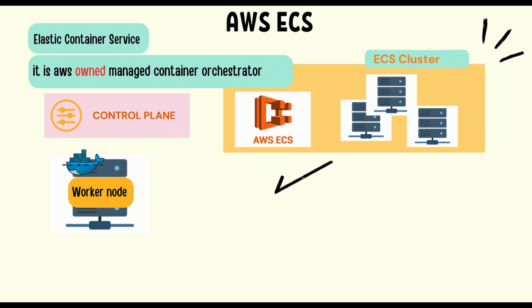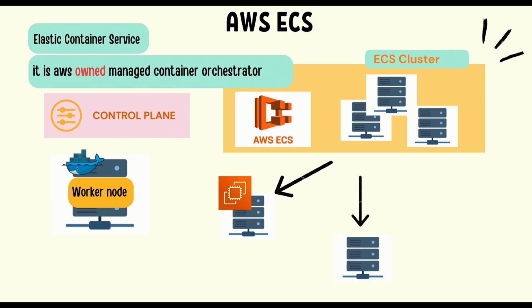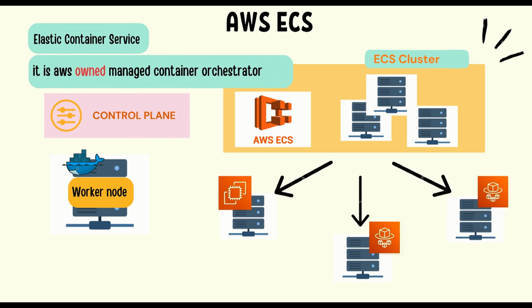The worker node can be your EC2 instance, which you have access to manage the infrastructure yourself, or Fargate, which is serverless managed by AWS. You can have the blend of the both as well.